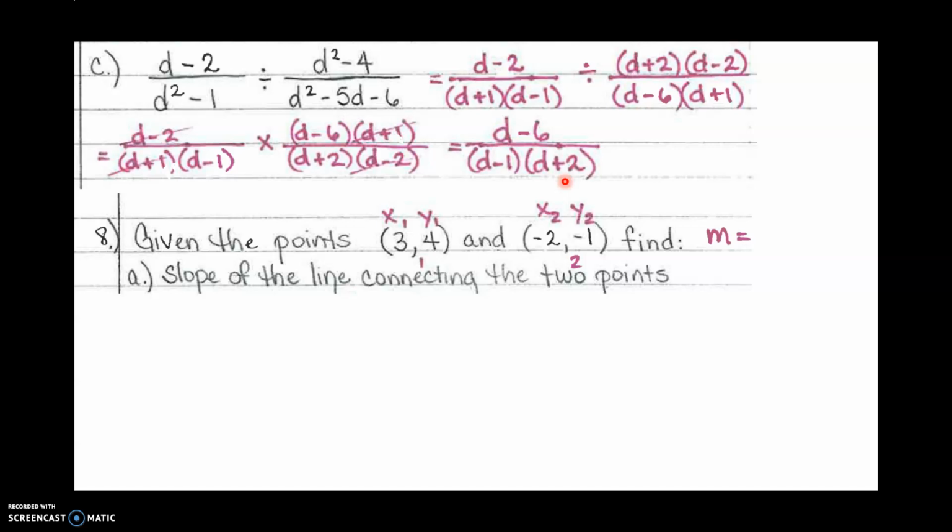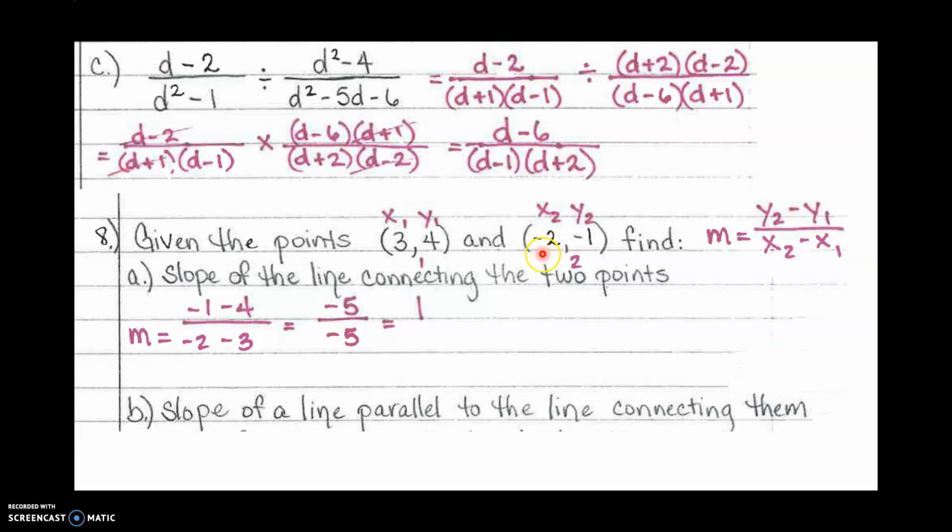All right. For number 8, it said, given these 2 points, find the slope of the line. All right, so I'm going to call this point 1 and this point 2. Wouldn't matter which order you used. So this would be my x for point 1 and my y for point 1. And this would be my x for point 2 and my y for point 2. All right, so I'm going to use my slope formula, y2 minus y1 over x2 minus x1. And so I'm just going to plug in. y2 minus y1 would be negative 1 minus 4. And x2 minus x1 would be negative 2 minus 3. All right, so negative 1 minus 4, negative 2 minus 3 is going to give us negative 5 over negative 5, or positive 1 for our slope.